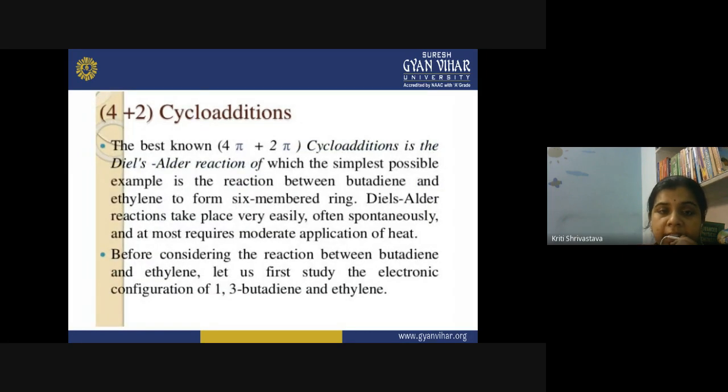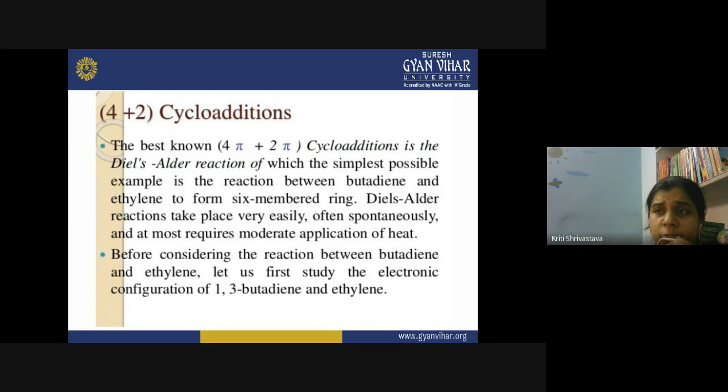The Diels-Alder reaction is the simplest possible example, and it occurs between butadiene and ethylene to form a 6-membered ring. This reaction is spontaneous, like I have said. It has a concerted mechanism, occurs quickly in a single step, and sometimes requires a moderate application of heat. But how does this reaction take place? Now we need to discuss the mechanism.